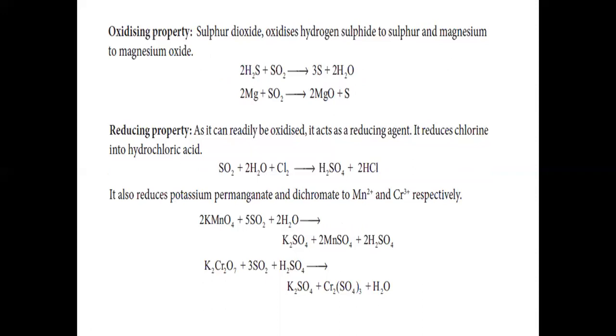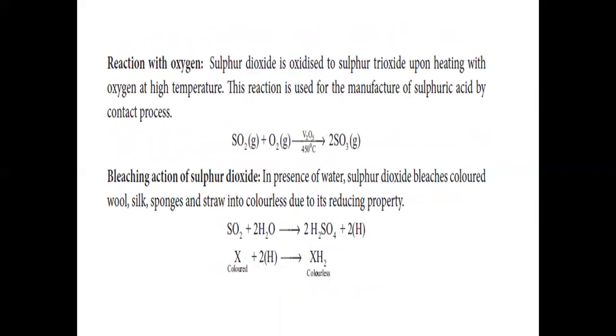In K2Cr2O7, the Cr is in the +6 oxidation state. This changes into Cr2(SO4)3, where Cr is in the +3 oxidation state. So the number is decreasing, so we call it reduction. Next one is reaction with oxygen. Sulfur dioxide reacts with oxygen to give sulfur trioxide. We conduct that reaction in the presence of a catalyst, vanadium pentoxide. This reaction is used for the manufacture of sulfuric acid by the contact process.